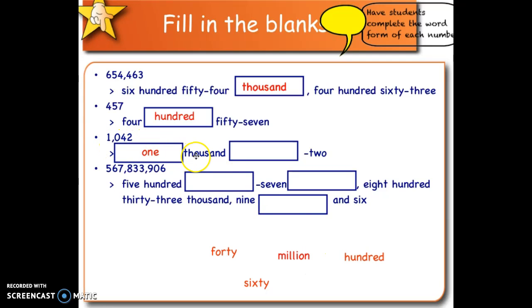Well, 1,042. That's right. The next one, 500 blank 7 blank, 833,009 blank and 6. So 567, 7,833,906. Great job.